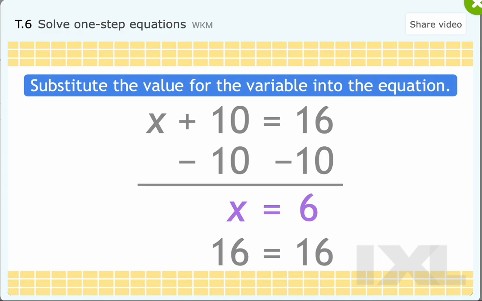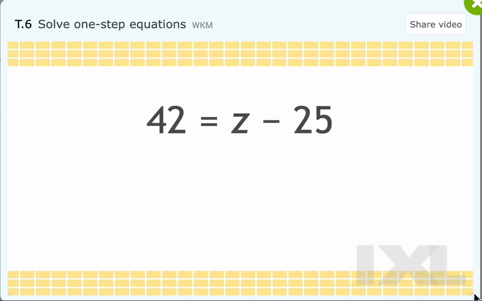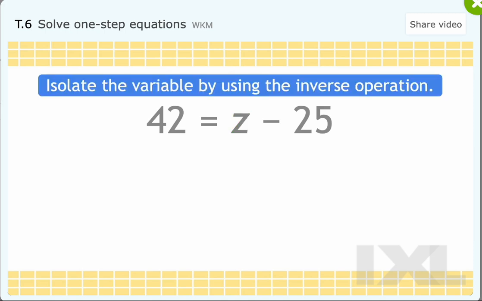Let's try solving some more one-step equations together, starting with 42 equals z minus 25. Now, you might be noticing that this time the variable is on the right side of the equation. But don't worry, we can use the same steps. First, we need to isolate the variable by using the inverse operation. In this equation, 25 is being subtracted from z. The inverse of subtraction is addition, so to isolate z, we need to add 25 to z.